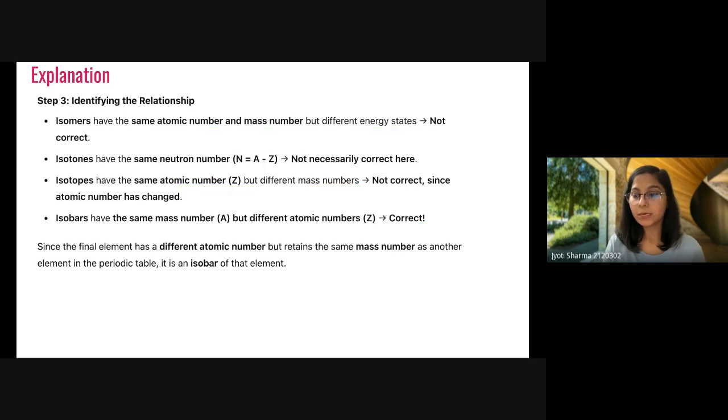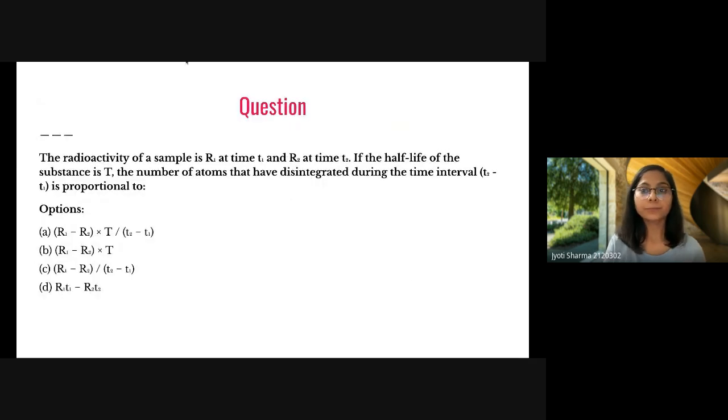Now, come to the next question. The radioactivity of a sample is R1 at time T1 and R2 at time T2. If the half-life of the substance is T, the number of atoms that have disintegrated during the time interval T2 minus T1 is proportional to what?